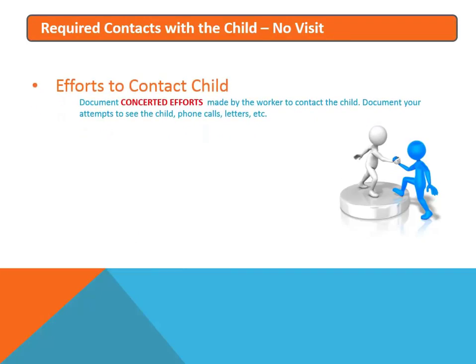The fourth type of required contact item is the efforts to contact child. This type of contact would only be selected when you have made concerted efforts to have face-to-face contact with the child. Concerted efforts should be documented in this field and should include more than one attempt to make contact with that child. Attempts can be made by phone calls, visits to the home, sending letters, etc.